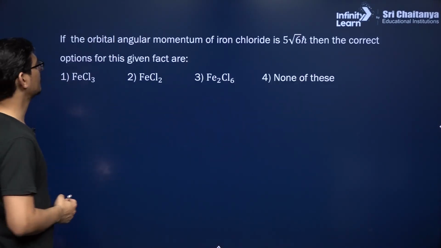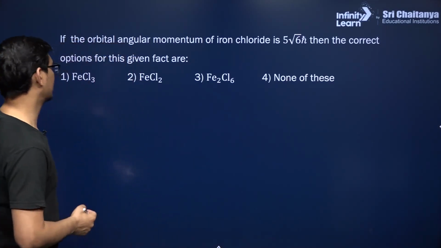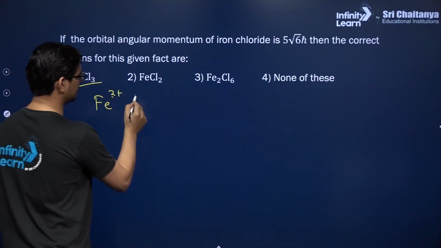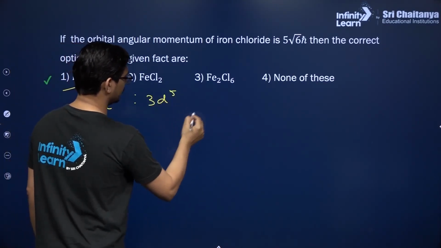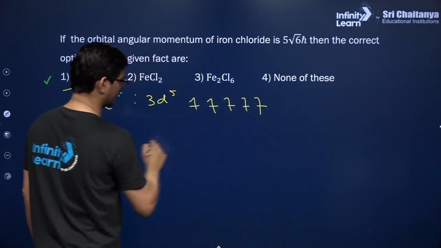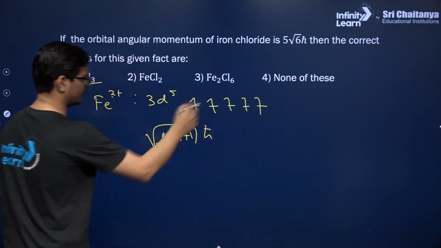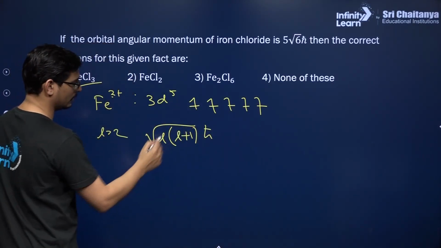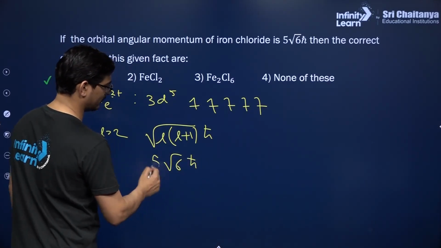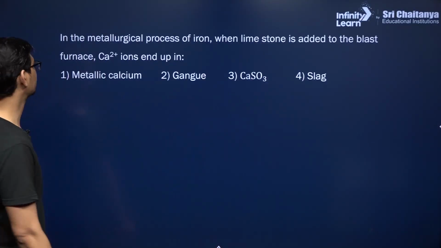The orbital angular momentum of iron chloride is 5√6 Dirac H, then the correct option for this is ferric chloride, because in ferric chloride iron is in +3 state, which is d5, that is 5 unpaired electrons. Now we know that orbital angular momentum of an electron is √(L(L+1)) Dirac H. For d orbital, L value is 2, so 2 into 2 plus 1, which is √6 Dirac H, and because there are 5 electrons, we will multiply it by 5. So that is the correct answer here.